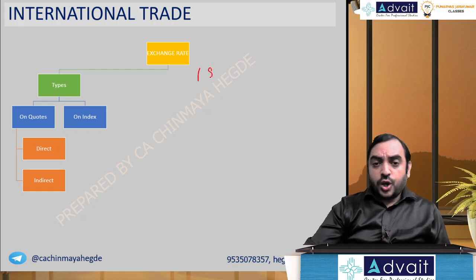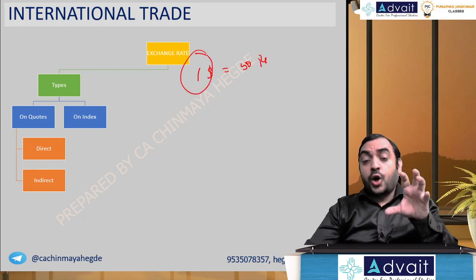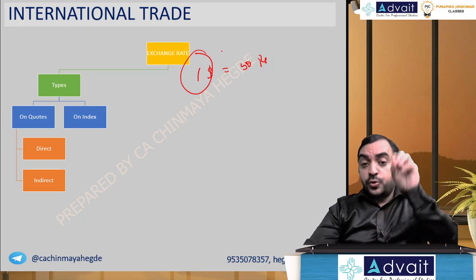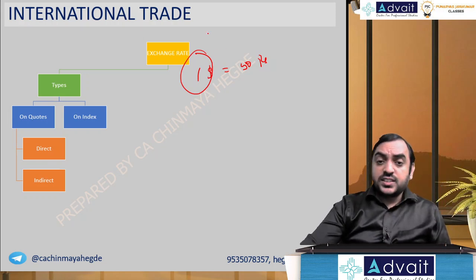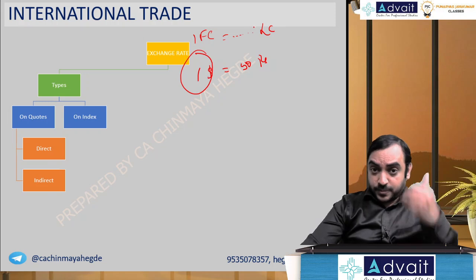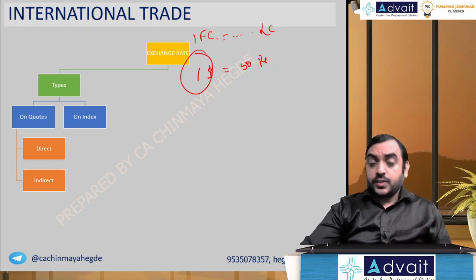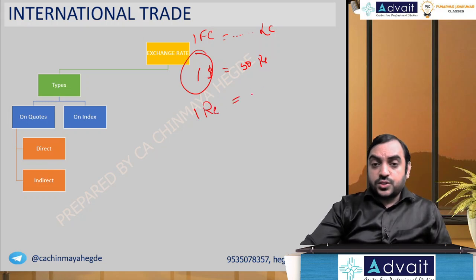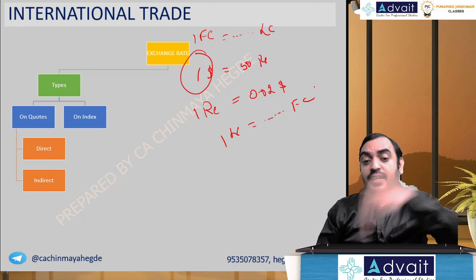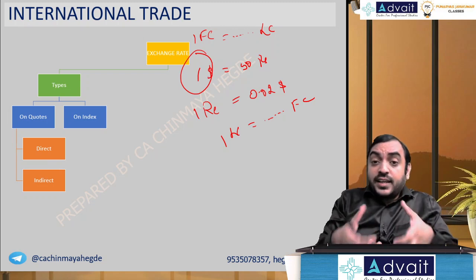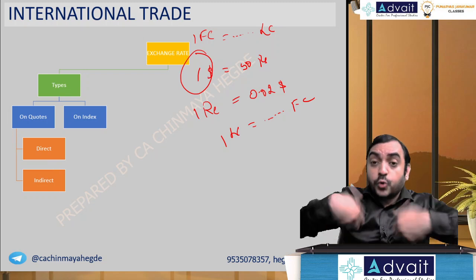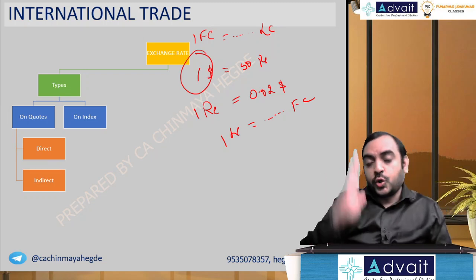If I tell $1 is 50 rupees, I'm expressing dollar like a product. 1 liter, 1 pen, 1 computer, $1. That is, 1 unit of foreign currency is equal to so many units of local currency. That is called direct quote. If I do reverse, 1 rupee equals $0.02. One unit of local currency is equal to so many units of foreign currency. That is called indirect quote, because I am treating rupee as a product. That's called indirect quotes.